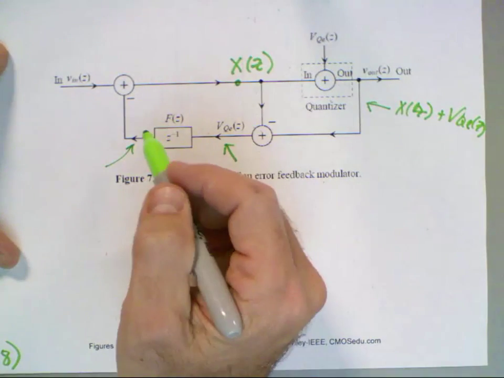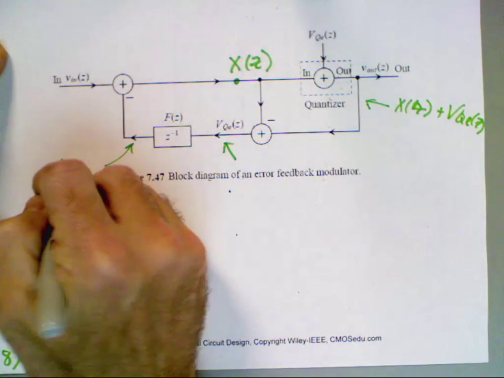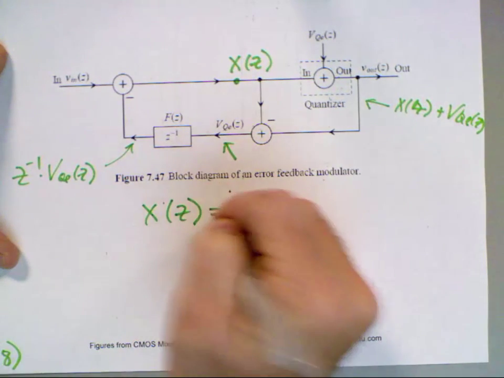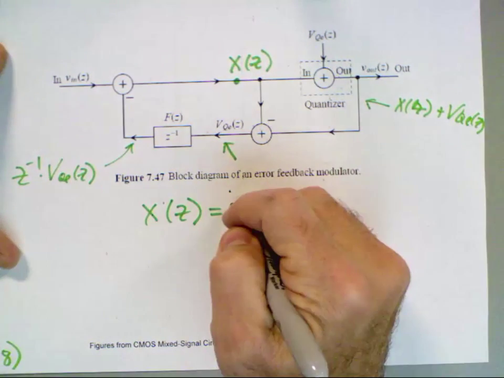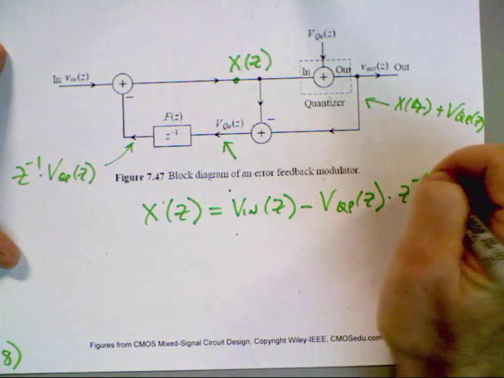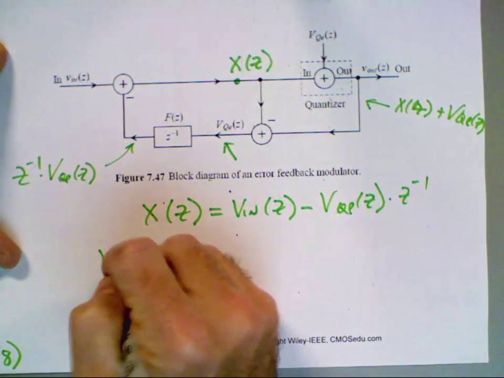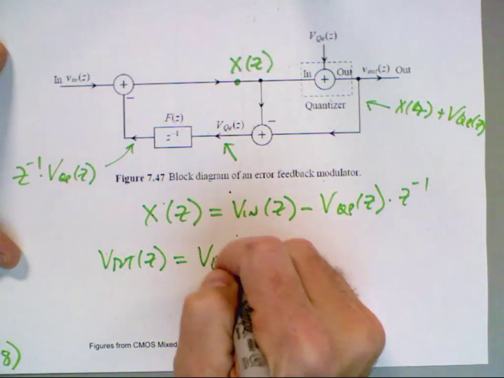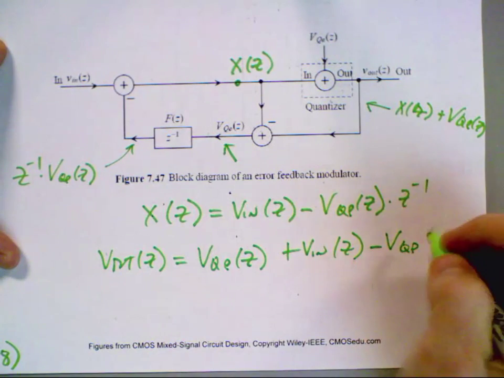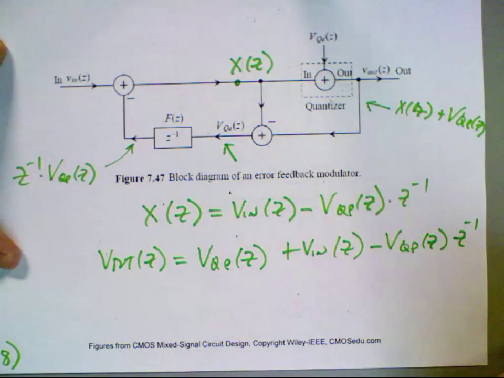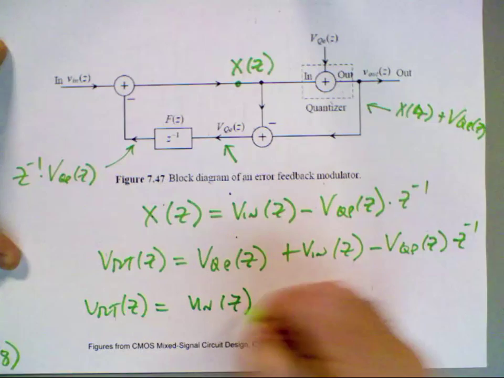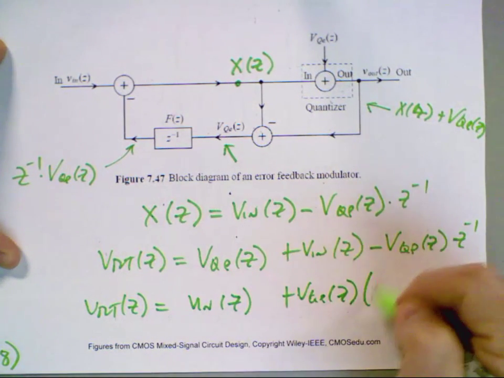So then this node is, right? And so then I get X of Z is equal to Vin of Z minus VQE of Z times Z to the minus 1, or V out of Z is equal to VQE of Z plus Vin of Z minus VQE of Z times Z to the minus 1, or V out of Z is equal to Vin of Z plus VQE of Z times 1 minus Z to the minus 1.